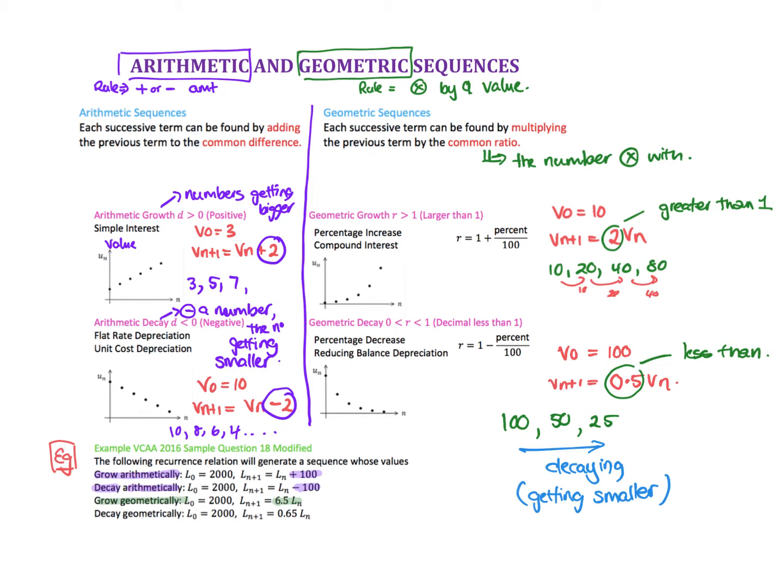And when we're timesing by 0.65, it's less than 1, so it's going to reduce, decay. Yeah? So that's all you just need to be able to spot that.